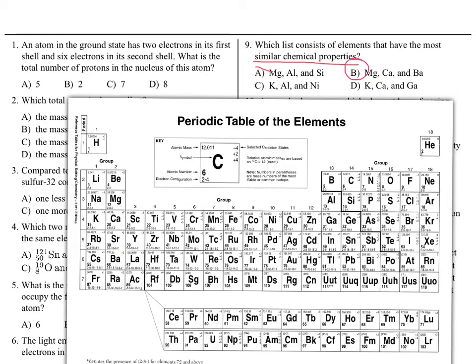Now looking at the other choices, we also are given potassium, aluminum, and nickel. And while they're all metals, they are metals that are scattered throughout the periodic table, and they don't have any correlation with row or column. And we have potassium, calcium, and gallium. And so potassium, calcium, and gallium, they again are in the same row. So same row does not apply. It has to be same column, same valence, same oxidation state.